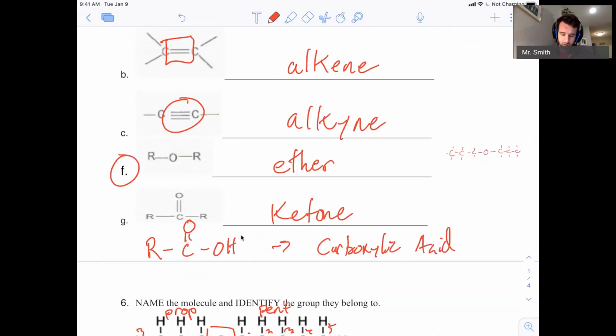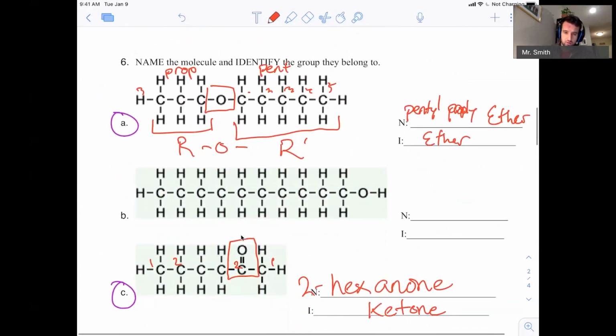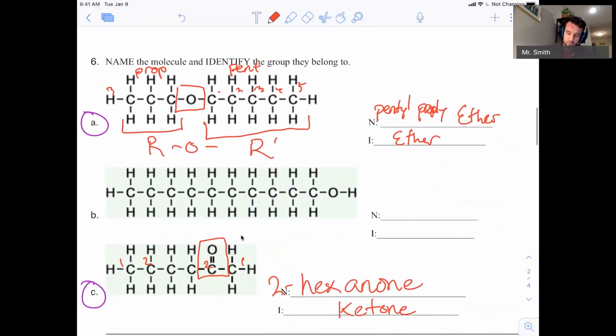Cool, cool. All right, we named the first one. This second one over here, B, is an alcohol. I know that because it's got an OH, so then it's just an issue of counting up all the carbons. How many of them do we have?